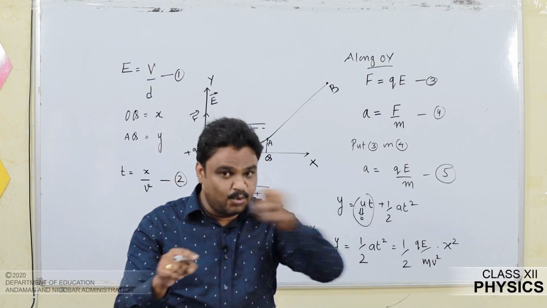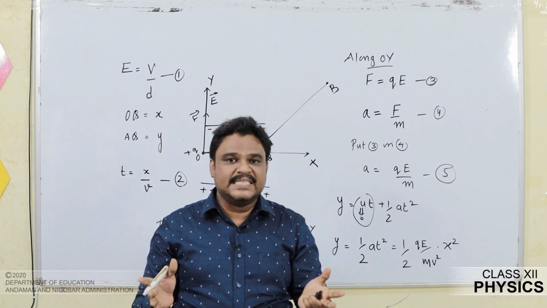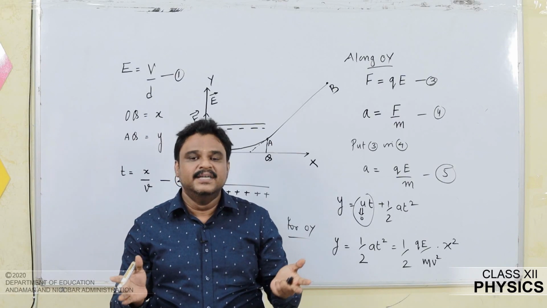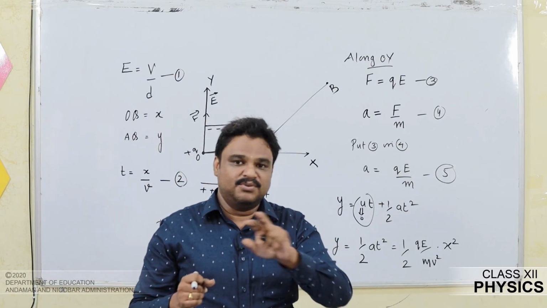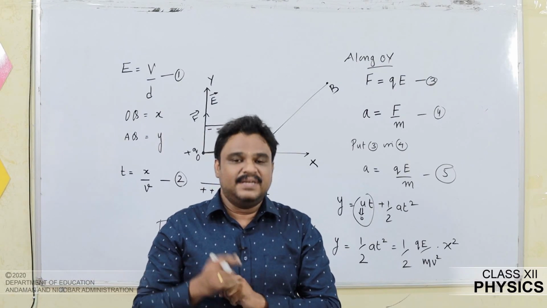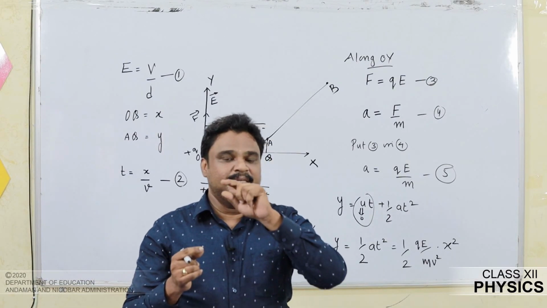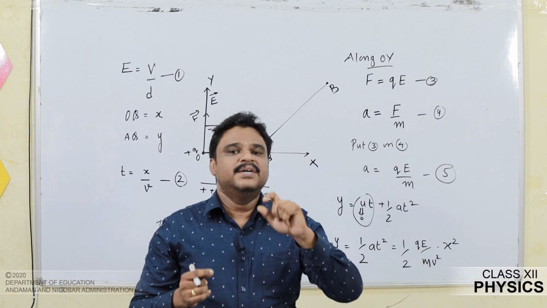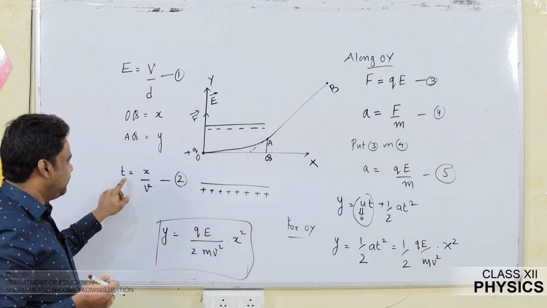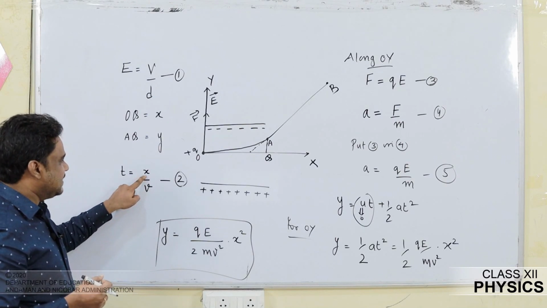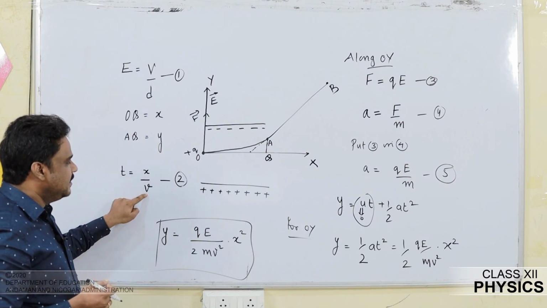Since there is no force along OX, the total distance is covered by uniform velocity, since there is no force and no acceleration. So we calculated the time taken by the particle to travel from O to Q. We mark it as t, and t comes to be x by v. It's a very basic formula for time: time is distance by speed. Distance is x. I am assuming the speed to be v.